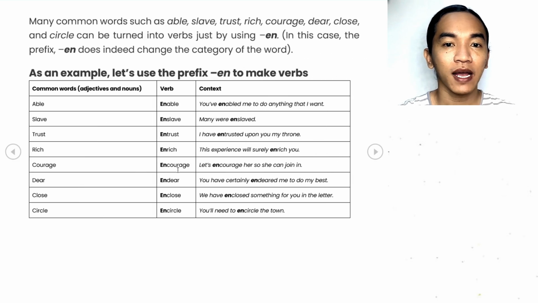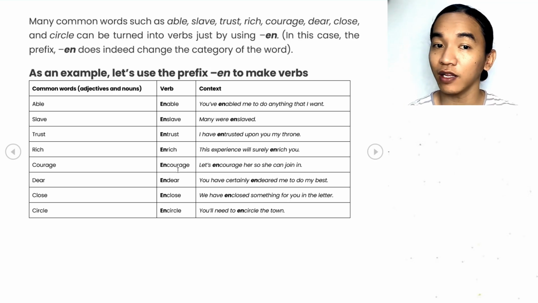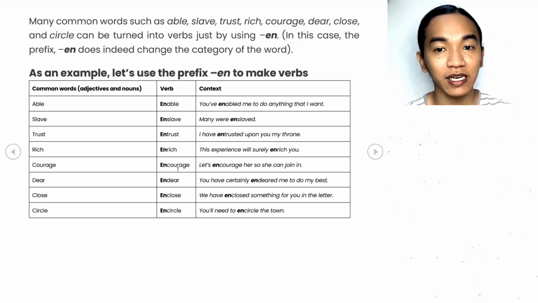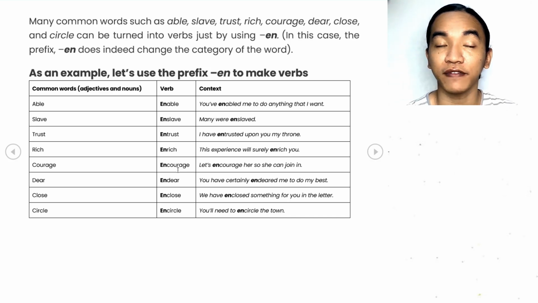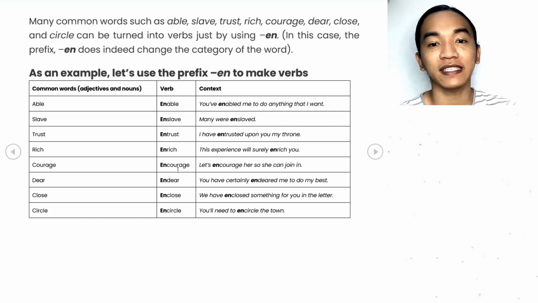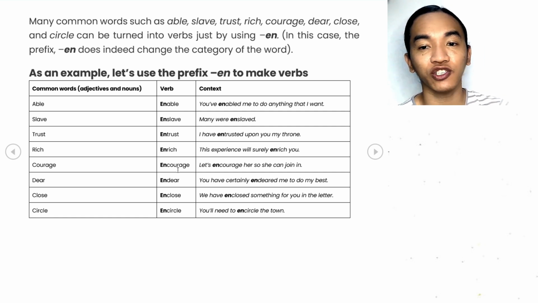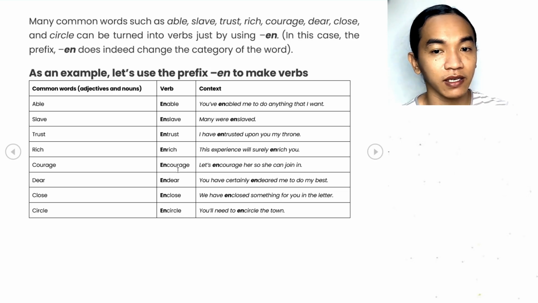Okay, now, many common words such as able, slave, trust, reach, courage, dear, close, and circle can be turned into verbs by just adding the prefix "en." Okay, so "en" does indeed change the category of the word. So in this case, the prefix "en" would actually change the word form. Okay, now, for example, we have here the common words. They are either adjectives or nouns.